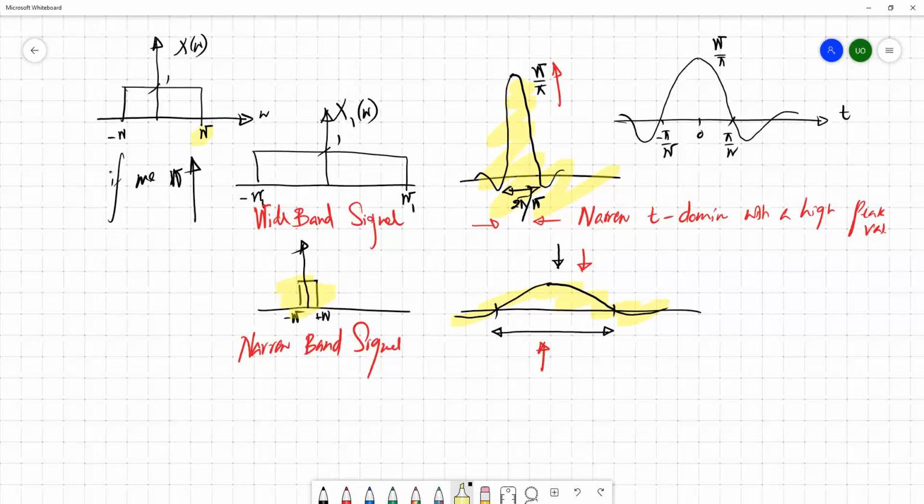For the time being, keep in mind, if it is a wide band signal, your time domain signal would be very narrow and the amplitudes are getting higher and higher. If it is a narrow band signal, your time domain signal is a sinc function having a reasonably large span for the main lobe, and the amplitude of this main lobe is decreasing.